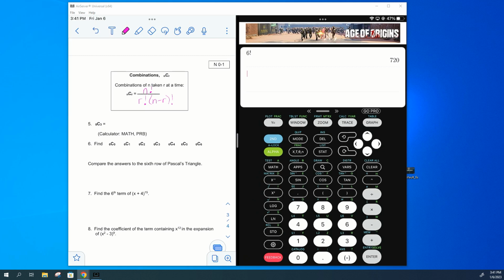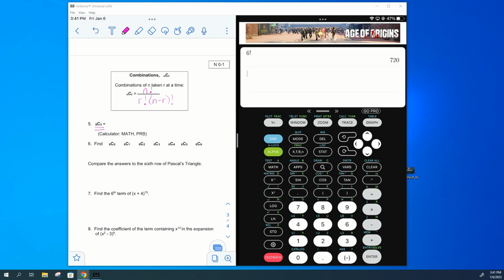You don't necessarily need to know the formula, because if I was doing 8 choose 3, I type in the 8, I go to math, back over to the probability, so I can arrow over, and there it is, number 3. Sorry, these new calculators do it this way. Old calculators, you typed in that way. So let me start over.